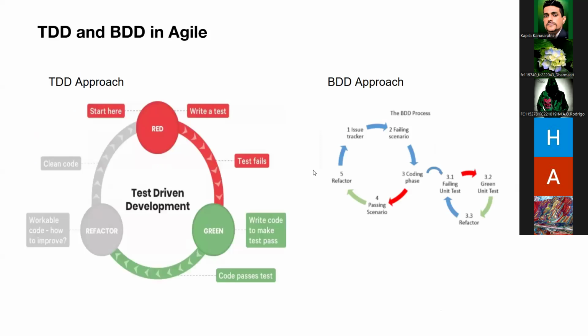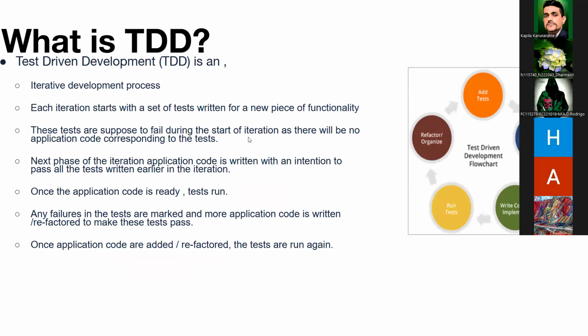So there are two different concepts we call test-driven development and behavior-driven development. Test-driven development means the test cases will drive the development, not the testers. Your testing will drive the development. Test-driven development is used in Agile, and it's basically again an iterative process.